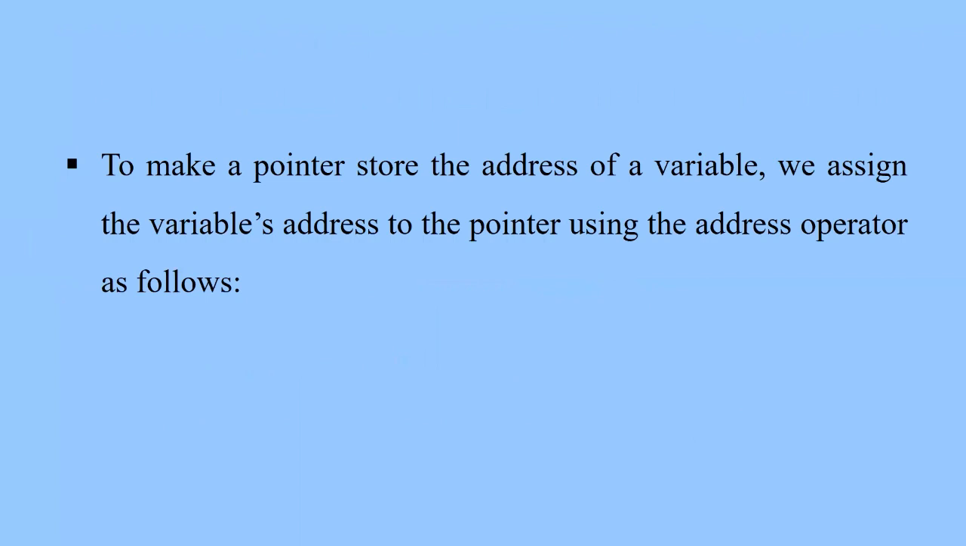To make a pointer store the address of a variable, we assign the variable's address to the pointer using the address operator as follows. So in this case, we have the address of score. So this simply means pick the address of the variable called score and assign it to score pointer.